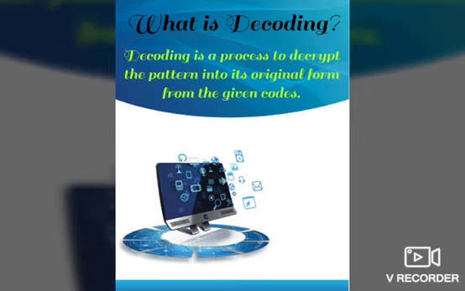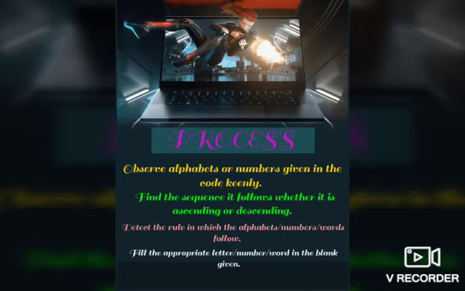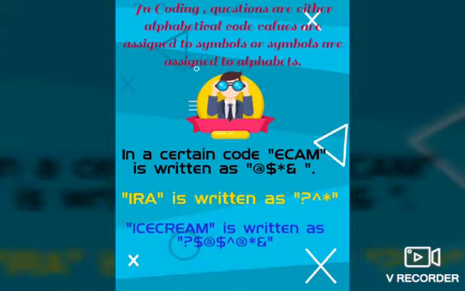There are many processes to do so. The first process is to observe, put everything in sequence, detect how the coding has been done, and you have to fill it in appropriately. The letters should be appropriate numbers or words. So, here is coding. In coding, questions are either alphabetical codes or can be based on symbols. So, there are some examples based on that.